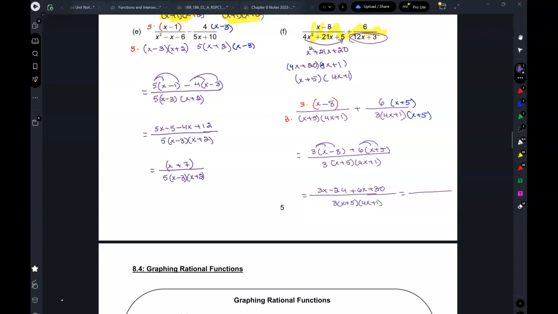Okay, let's see. I need more space. The 3x plus the 6x gives me 9x plus 6 all over 3 times x plus 5, 4x plus 1. And again, if I factor out a 3 from here, am I going to have anything to cancel? No, so I just leave this as my final answer.